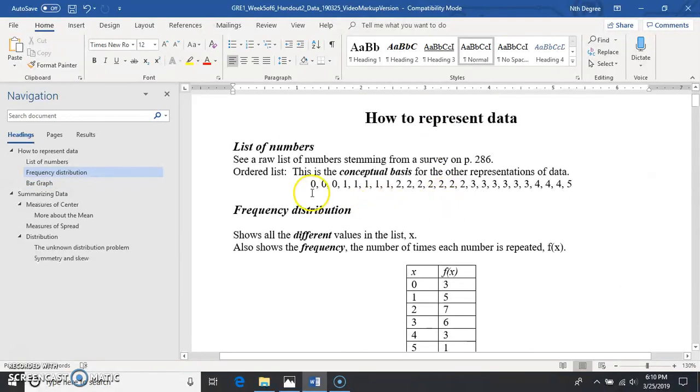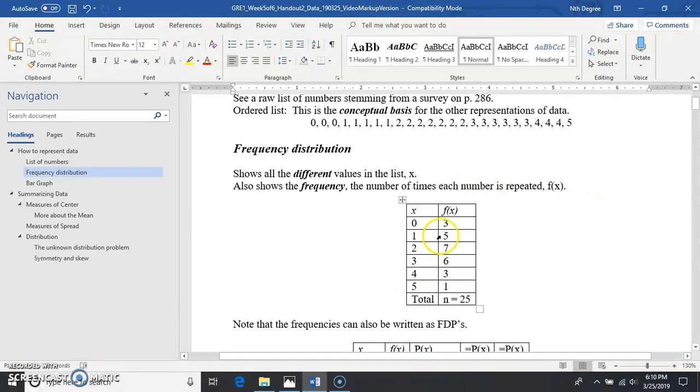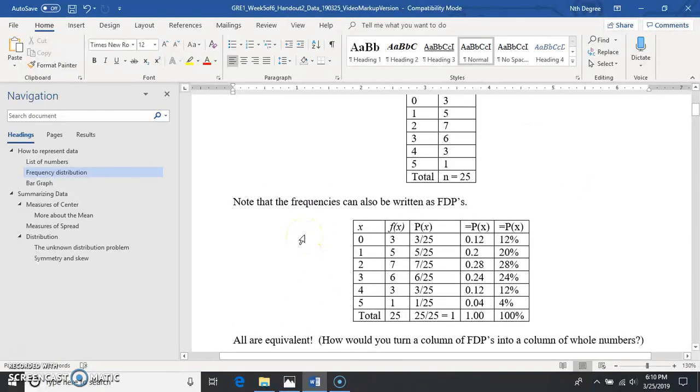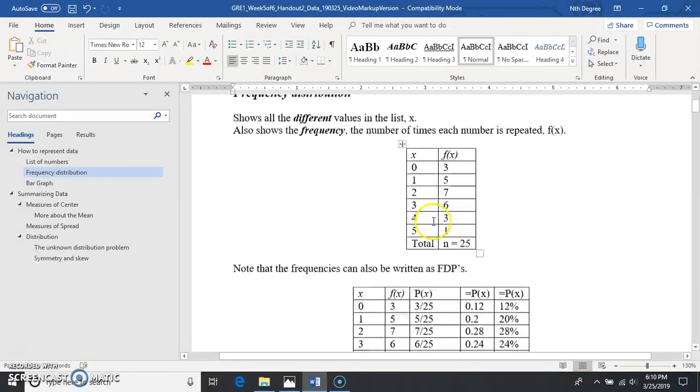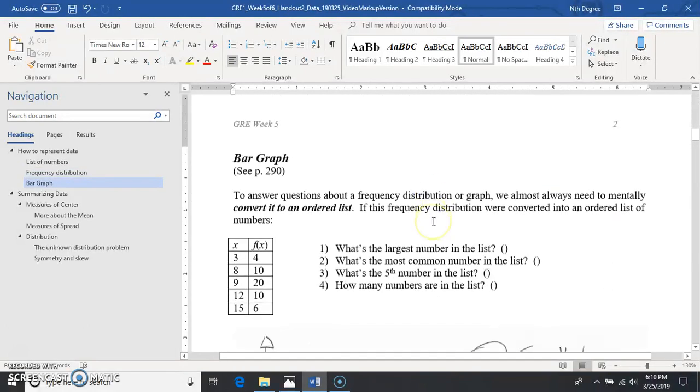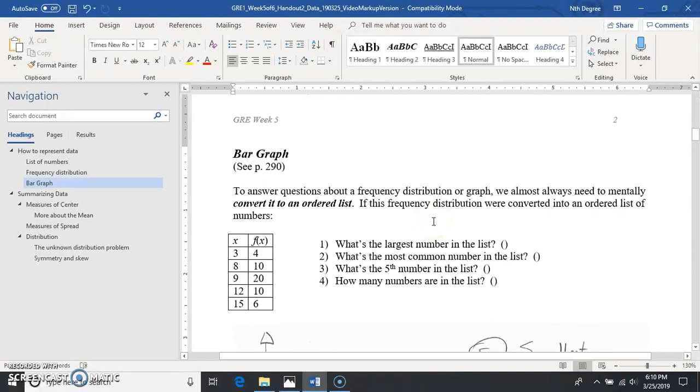On this page, we started with an ordered list of numbers. It was pretty easy to turn that into a table. It was pretty easy to turn that table into a graph. But now what if we give you a table or graph? Can you turn it back into a list of numbers? Well, you'd better be able to, because you really have to answer questions.